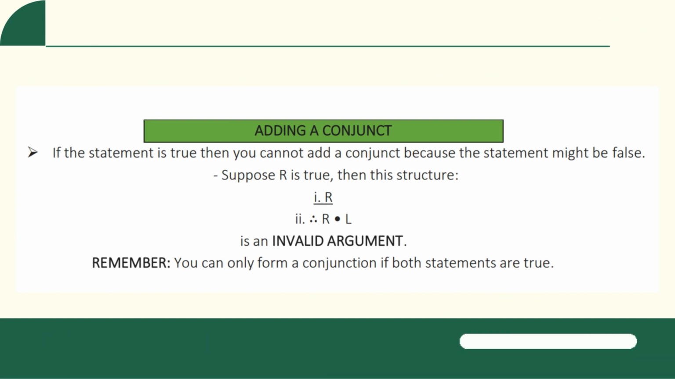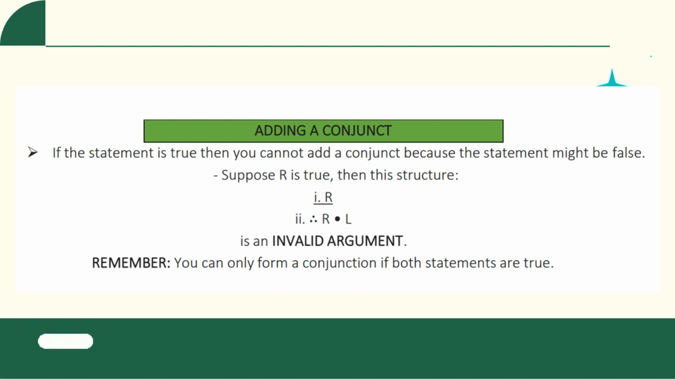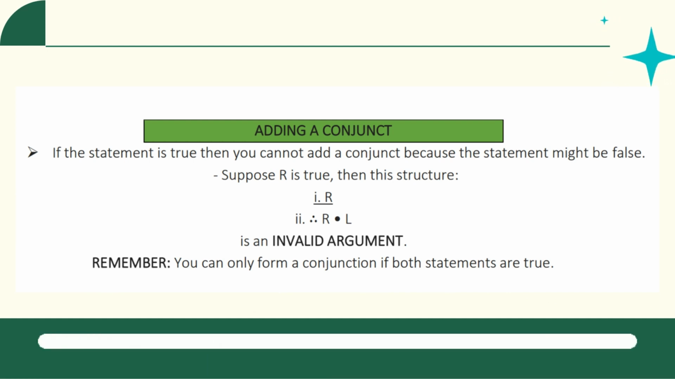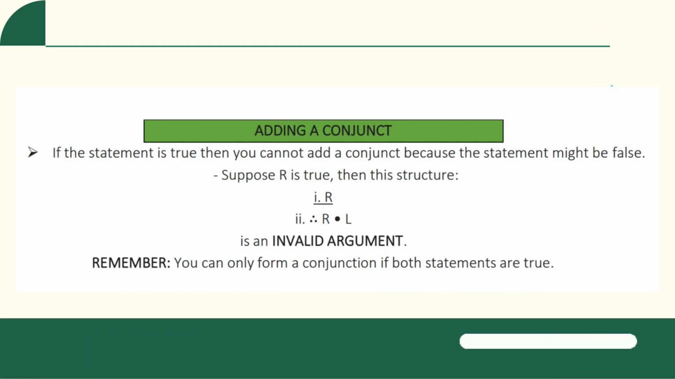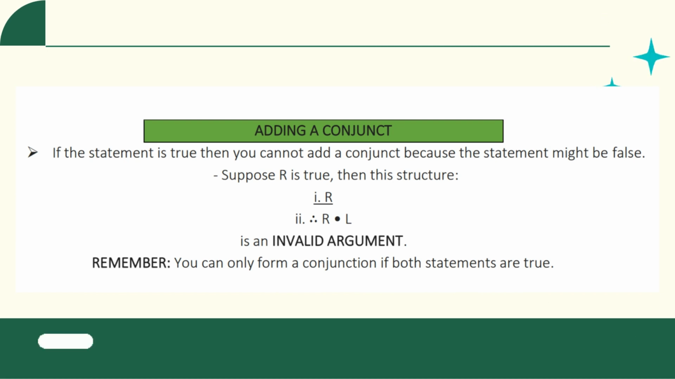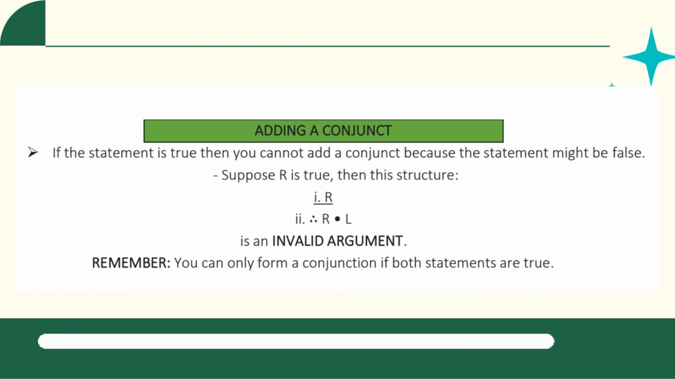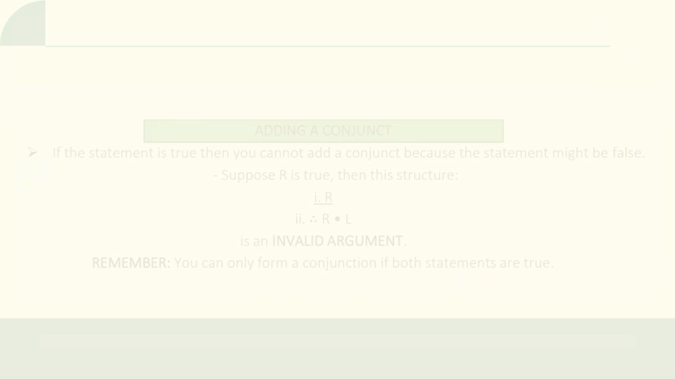Adding a conjunct. If the statement is true, then you cannot add a conjunct because the statement might be false. Suppose R is true, then this structure: Premise 1, R. Premise 2, therefore, R and L. Since L is not known to be true, the given structure is an invalid argument. Remember, we can only form a conjunction if both statements are true.